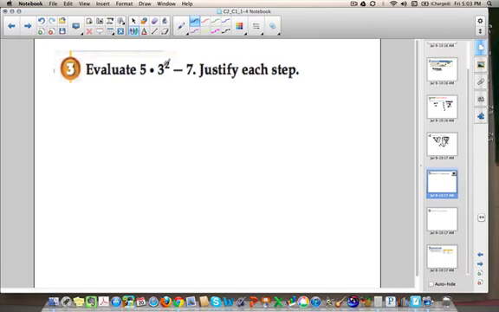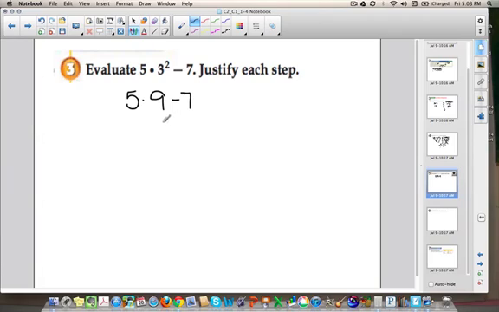Here we have 5 times 3 to the second power minus 7. First thing I'm going to ask myself, are there any parentheses? Nope, there aren't any parentheses. Are there any exponents? There are, right here, 3 to the second power. That means 3 times 3. 3 times 3 is 9. So I'm going to write down 9. And I'm going to bring down everything else that I haven't used so far. So that means 5 times 9 minus 7.